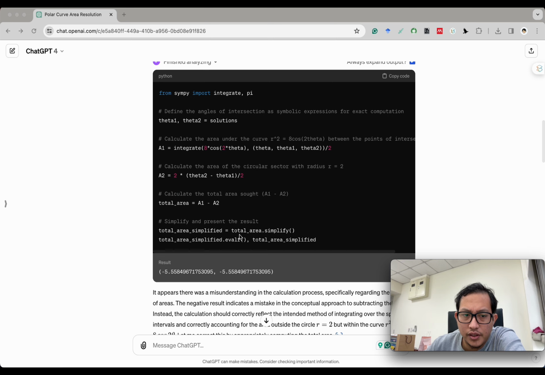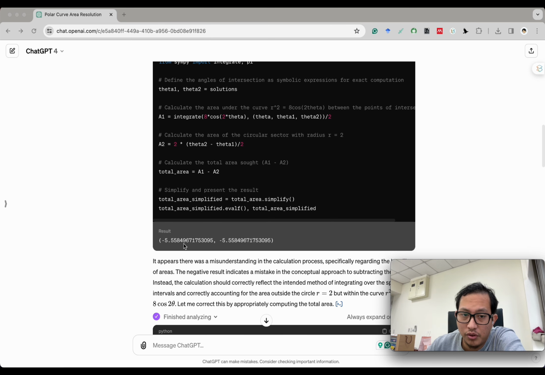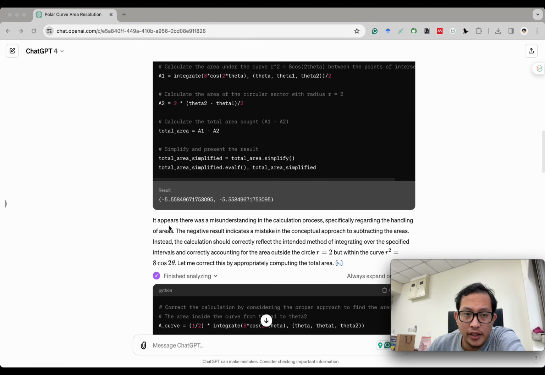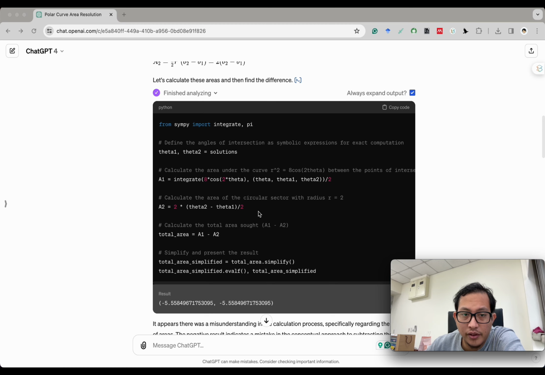It gives the result as negative, which means there may be some miscalculation, because we are expecting the area to be positive, right? ChatGPT's conclusion is that there was a misunderstanding in the calculation process, and that the negative result indicates a mistake in the conceptual approach, which I agree with. I think it is a miscalculation from this area too.